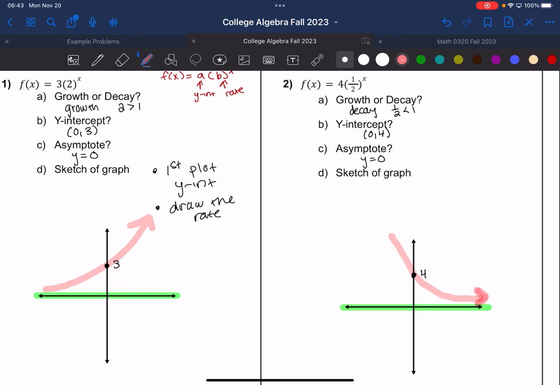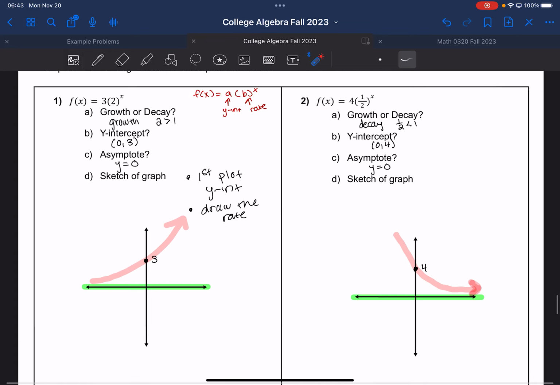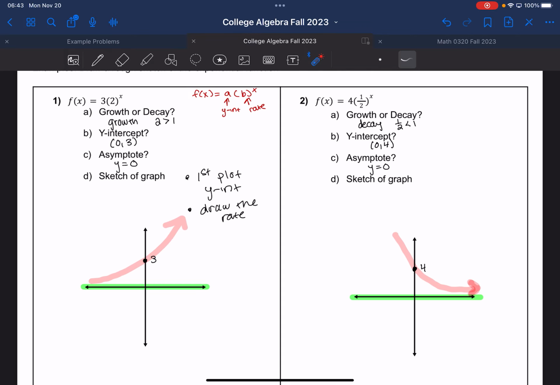Okay. And remember, these are just rough sketches. If you're ever asked to just graph it, which I don't believe we do in these notes, the only thing different you would have to do is create a table, and that table would give you exact values, and those exact values would help you find the exact points on this to make it more accurate.